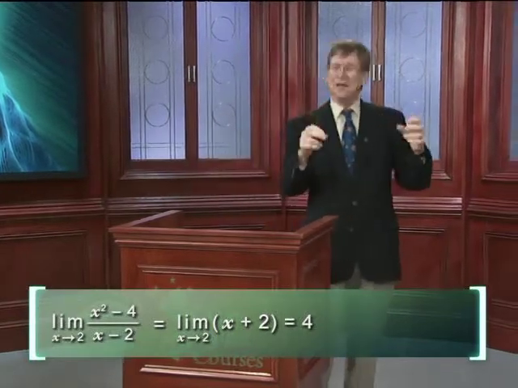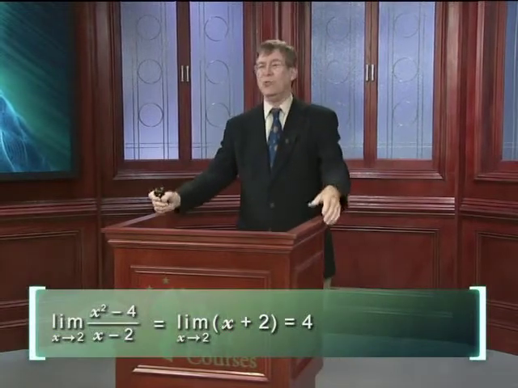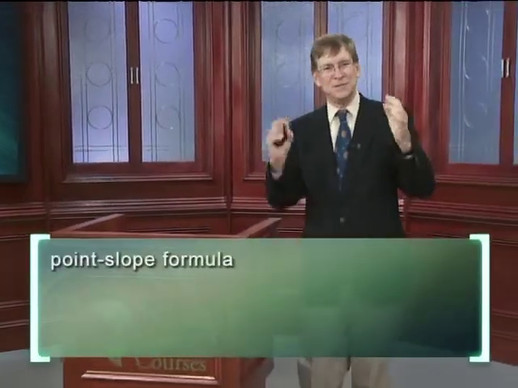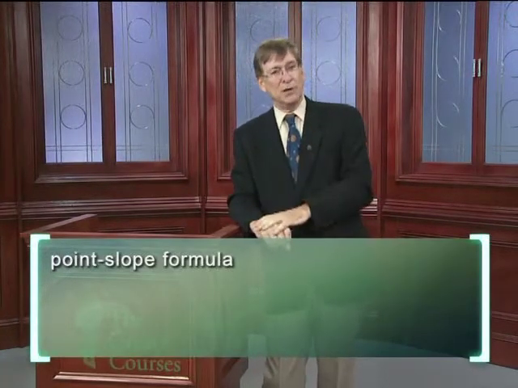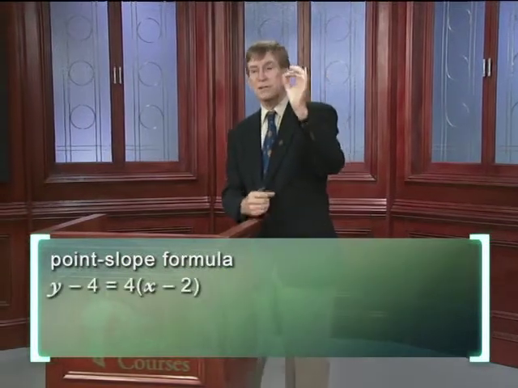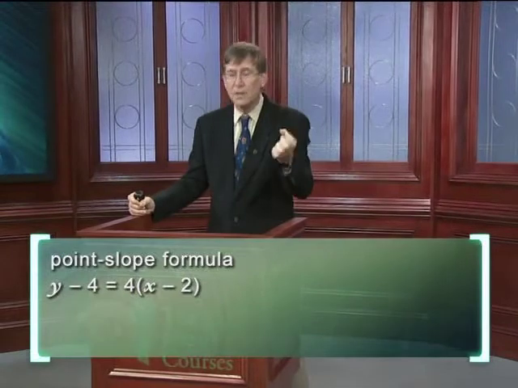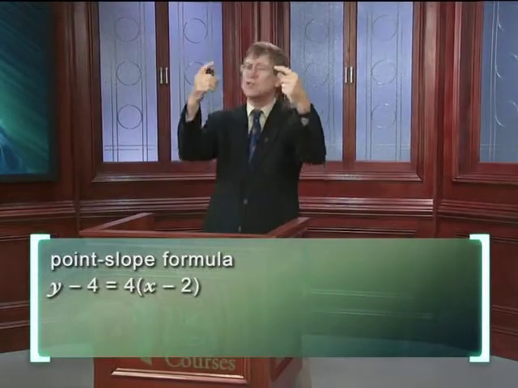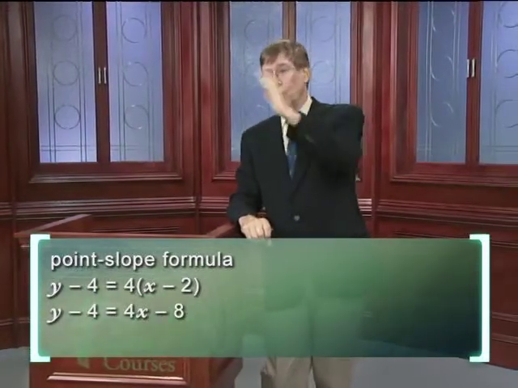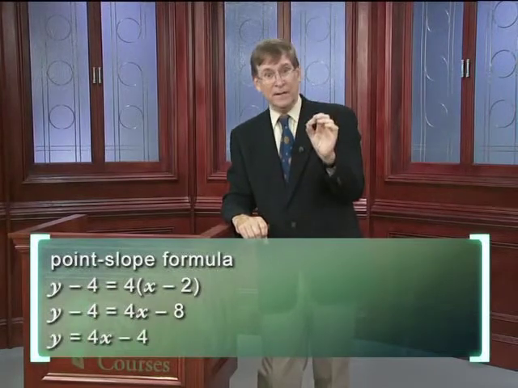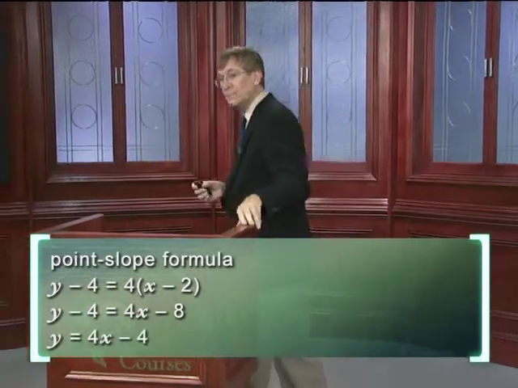Great. We now know the slope of our tangent line at the point P. Well, let's find the equation of the line now. If you know the slope and you know one point, there's a formula called the point-slope formula that gives you the equation of the line. We'll review that formula next time, but I think you probably remember it. Here's how it goes. y minus 4 equals slope 4 times (x minus 2). And then you simplify this equation. y minus 4 equals 4x minus 8. And then move the 4 to the other side, and you get the tangent line, y equals 4x minus 4.